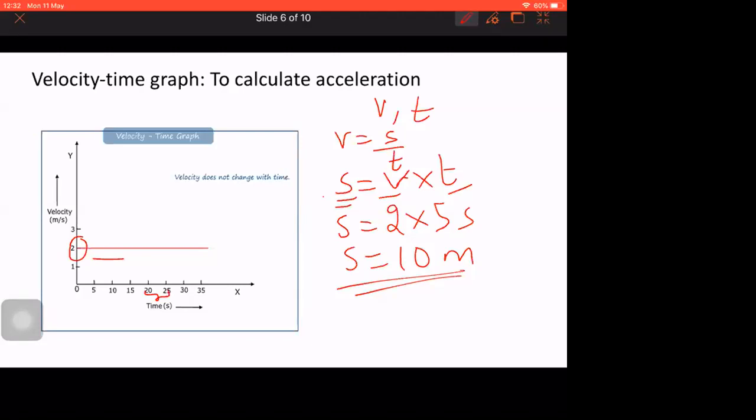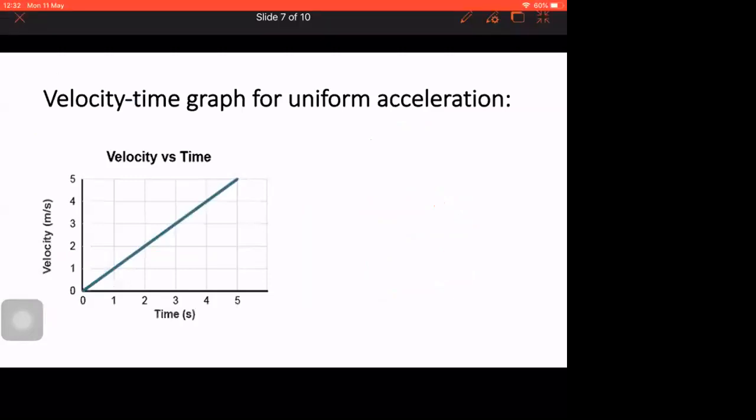But always this is not the case. Velocity will definitely change with time. In that case, what can we do? This is your main part coming now. Velocity time graph for uniform acceleration. This is your velocity time graph for uniform acceleration.